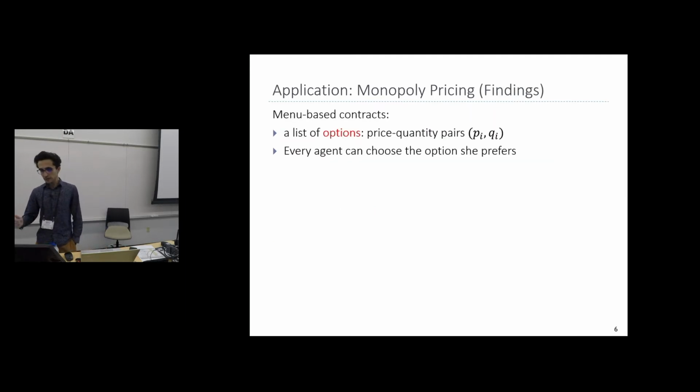And first, I will define a class of contracts that contains the optimal contract. These are the class of menu-based contracts, I call them. These are basically a list of options, price-quantity pairs. And if an agent picks a pair, she will receive quantity Q_i for a price P_i. And people can look at these options and pick one of them if they like, or just don't pick anything.